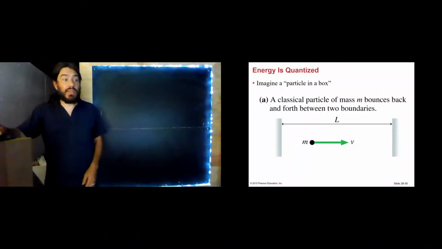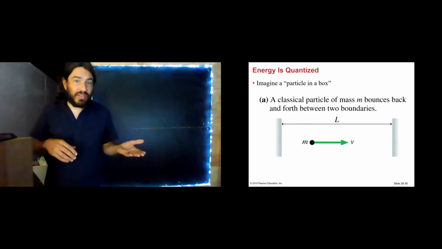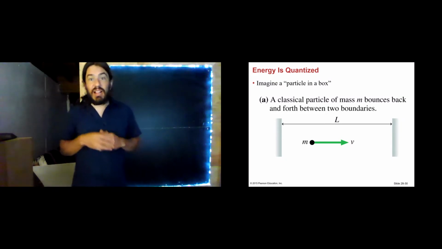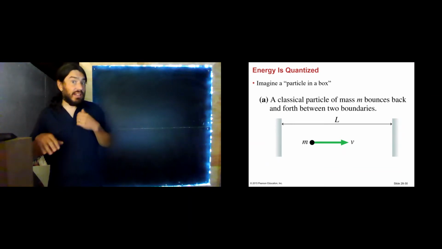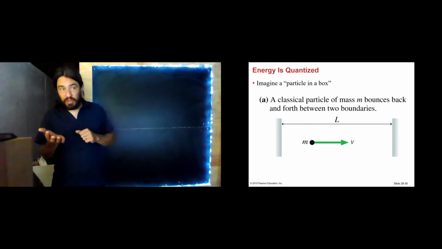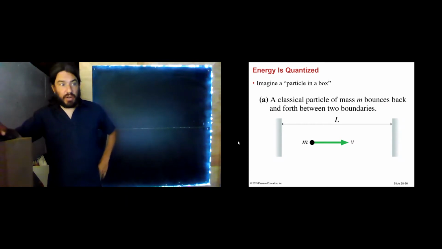Here we see a picture of some particle in a box, and this is a classical particle. And so we're going to distinguish between classical physics and modern physics. In classical physics, a particle is a particle, and that is the end of it. Light is a wave, and particles are particles. That's classical physics. So if we put this classical particle in this box, what will it do?